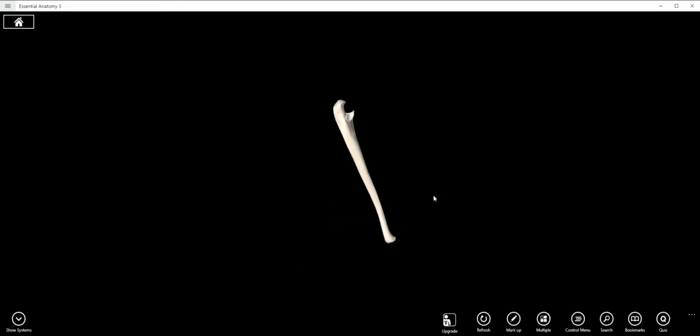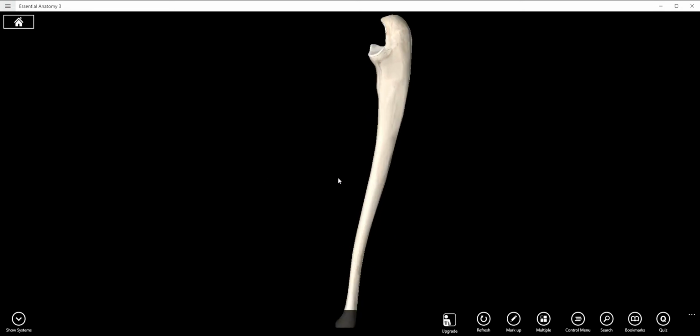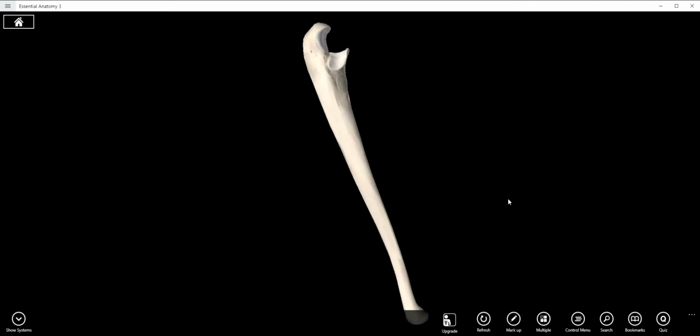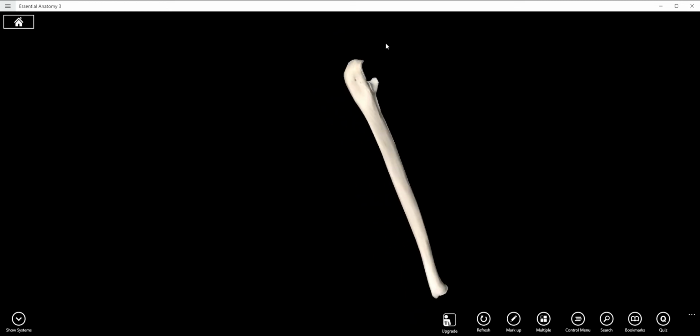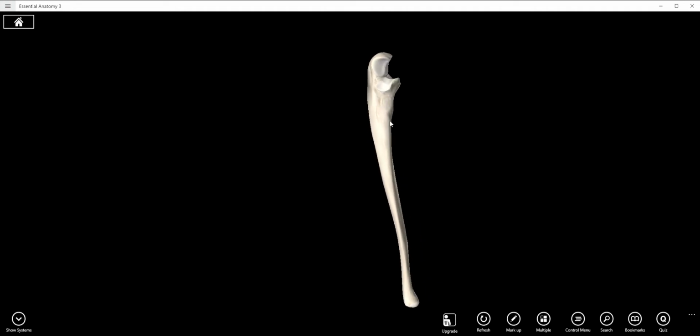You'll notice with the ulna, I shouldn't say all, but most of the mass is actually at the proximal end, over on this end, even though the head of the ulna is down here, distal. A lot of the mass of the bone, the bulk of the bone is proximal.